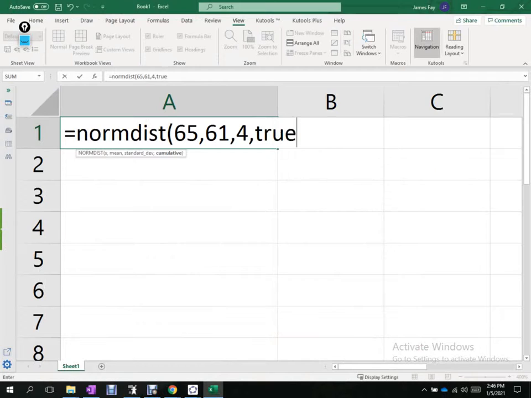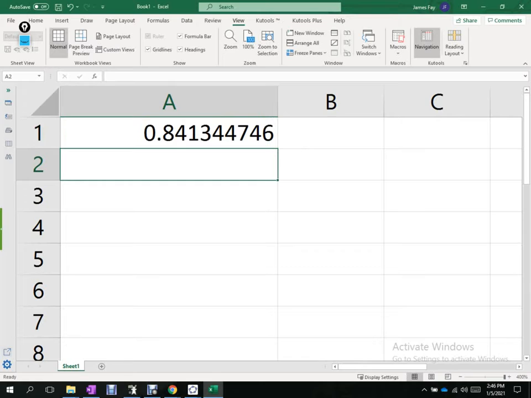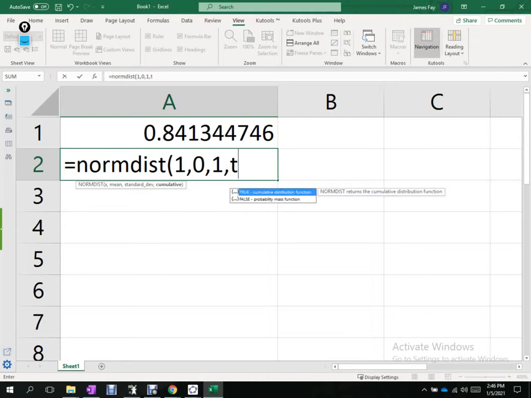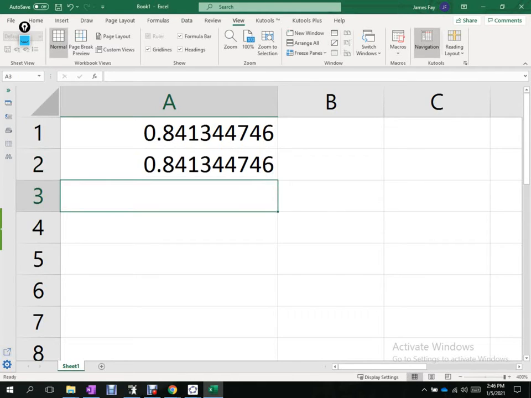And if you ever use this for us right now, we are going to always hit true, okay? And if I do that, it gives me the same 0.841344 number, okay? If I normalize things and I wanted the, so the z-score that we came up with was 1, my mean was 0, my standard deviation was 1, and then I hit true again, should give me the same 0.8413 number. Okay, so that's using the z-score instead of the actual data.